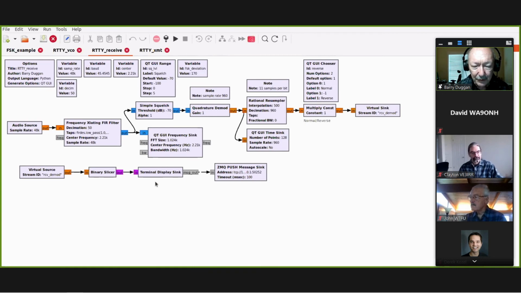Okay, so once I have created the input byte, I convert it from Baudot back to UTF, assemble a message, and push it out on a ZMQ message sink. So that's my receiver.